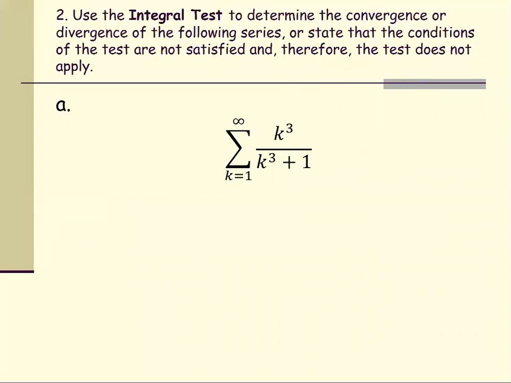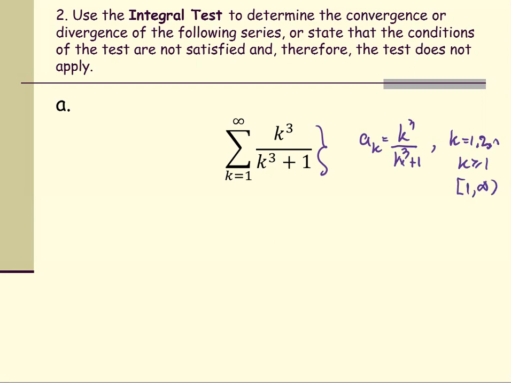Examples. Use the integral test to determine the convergence or divergence of the following series, or state the conditions of the test are not satisfied and therefore the test doesn't apply. For the first example, the infinite series k to the third divided by k to the third plus 1, k from 1 to infinity. In our case, a_k equals k to the third over k to the third plus 1, for k equals 1, 2, 3, or we can say k is greater than or equal to 1, or put in interval form as from 1 to infinity.